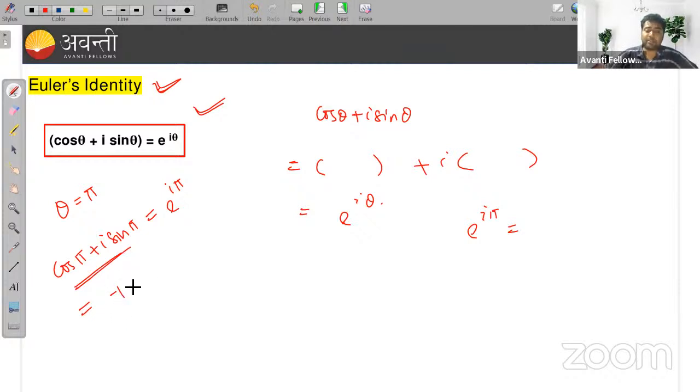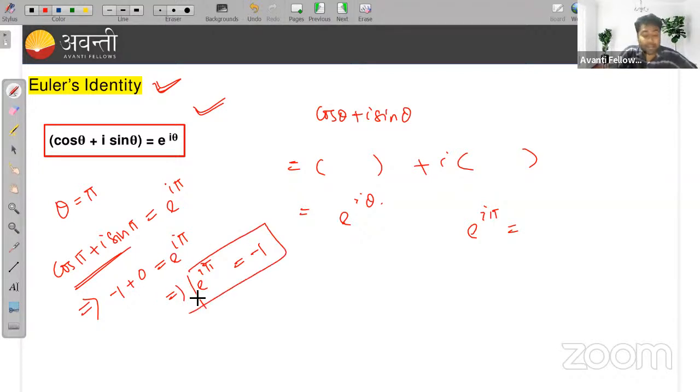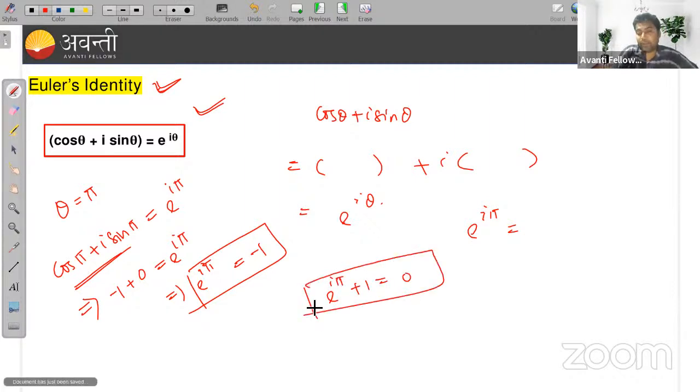And sin pi is 1. So -1 plus i, is it? Sin pi is 1. No. Sin pi is 0. Yes or no? So this becomes 0. So the value of e to the power i pi is equal to -1. Remember, e to the power i pi is equal to -1, and e to the power i pi plus 1 is equal to 0. This is the identity when theta is equal to pi. Clear, everyone?